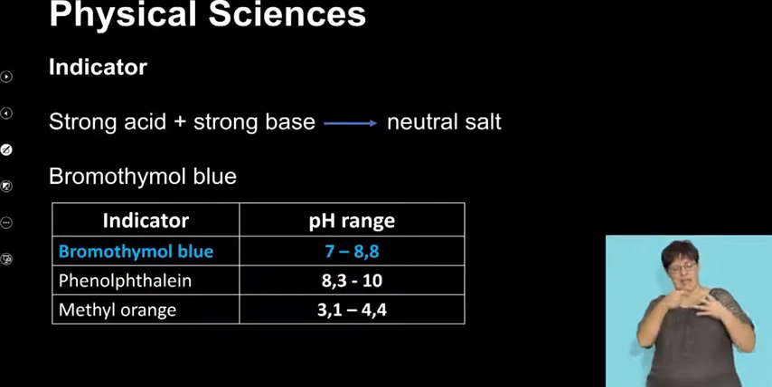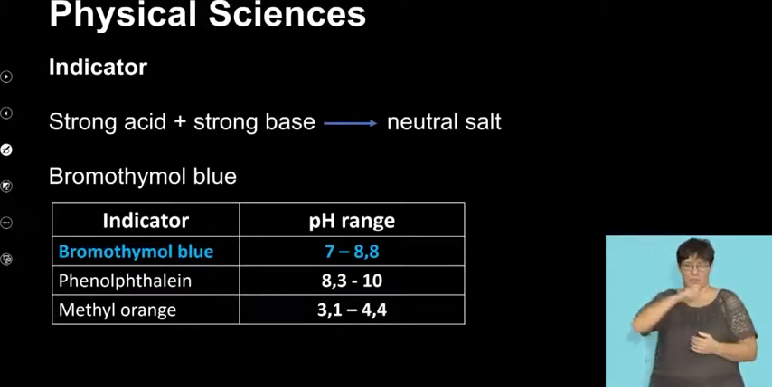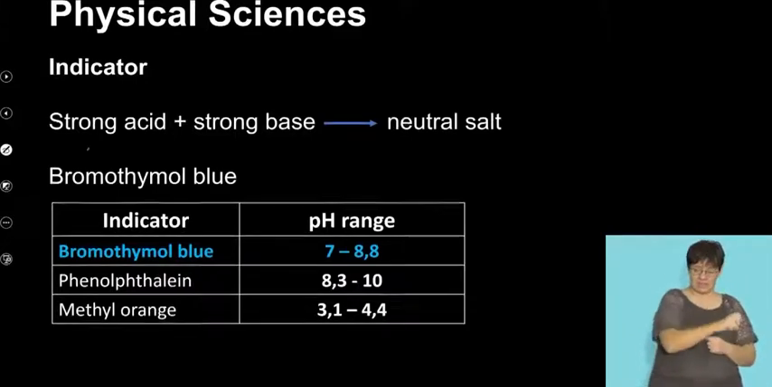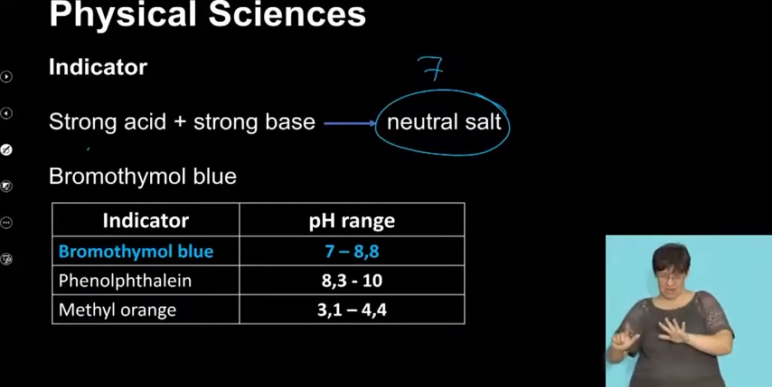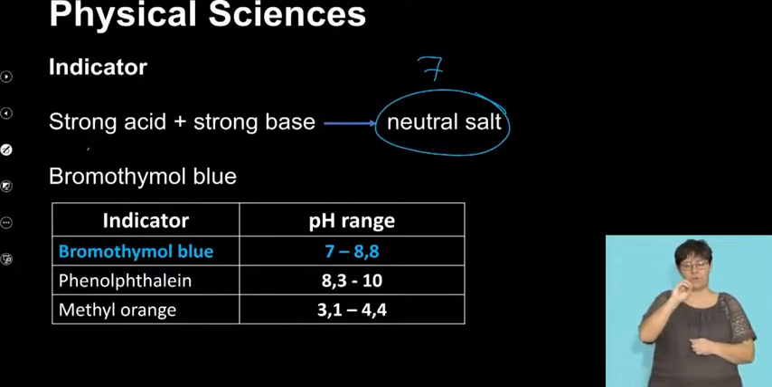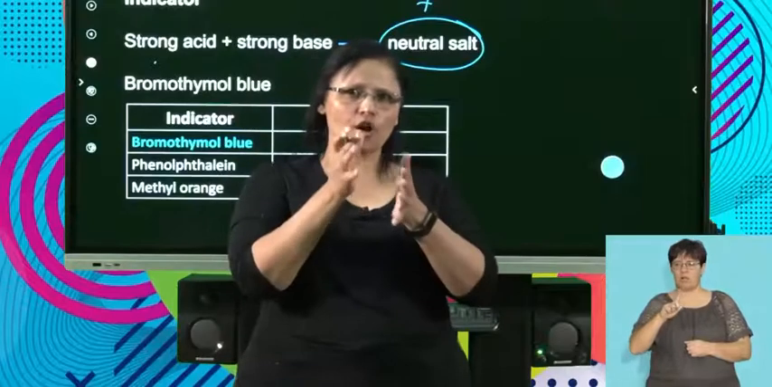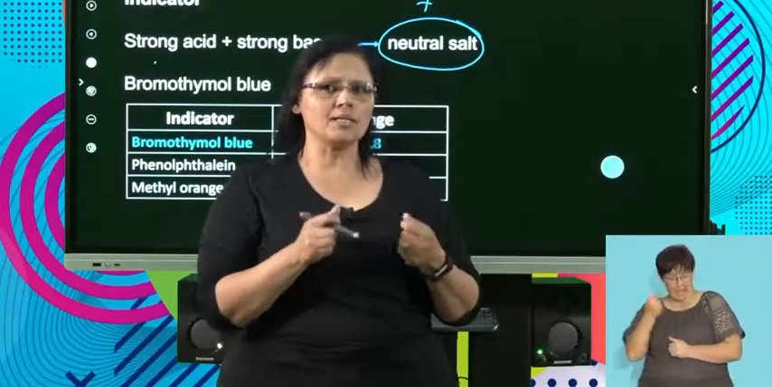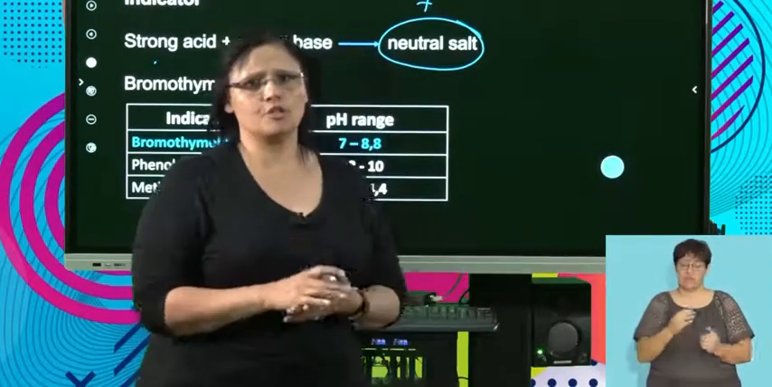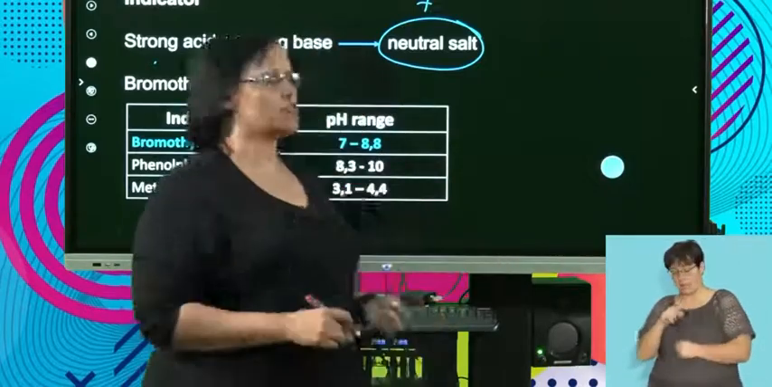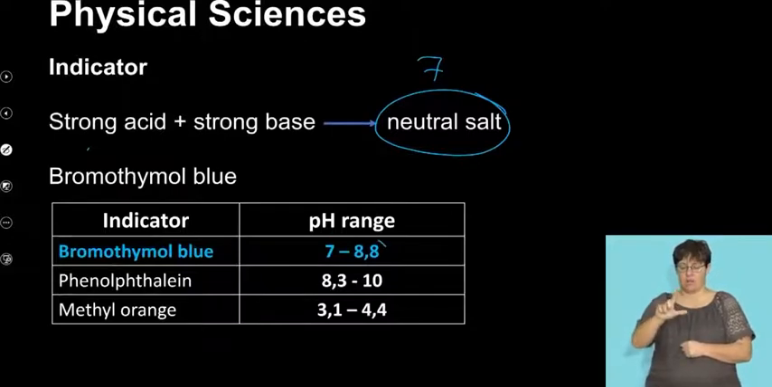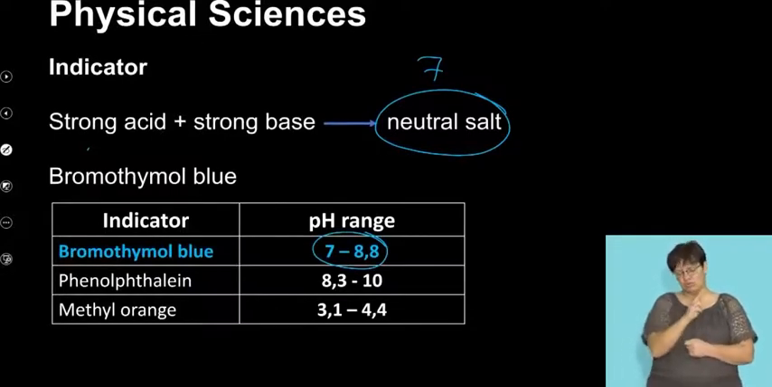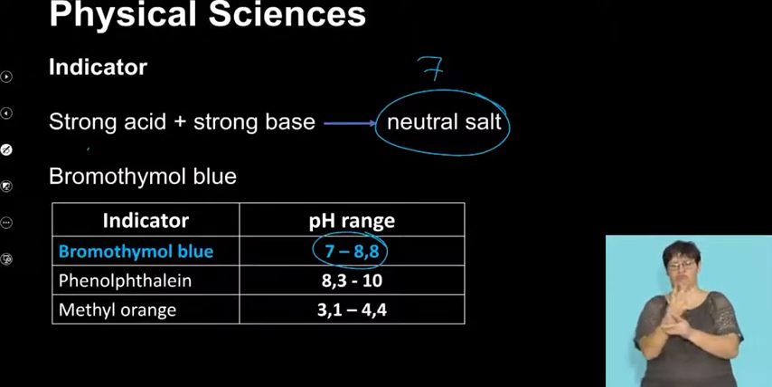When we look at our indicators, there's a choice of 3 indicators that we're going to use for the curriculum. If we have a strong acid and a strong base, and we expect that the salt will be more or less 7, then we must use an indicator that will show a color change in the range of more or less 7. So the best indicator to use whenever we do a strong acid and a strong base neutralization is bromothymol blue. Bromothymol blue will change more or less round about a pH of 7.